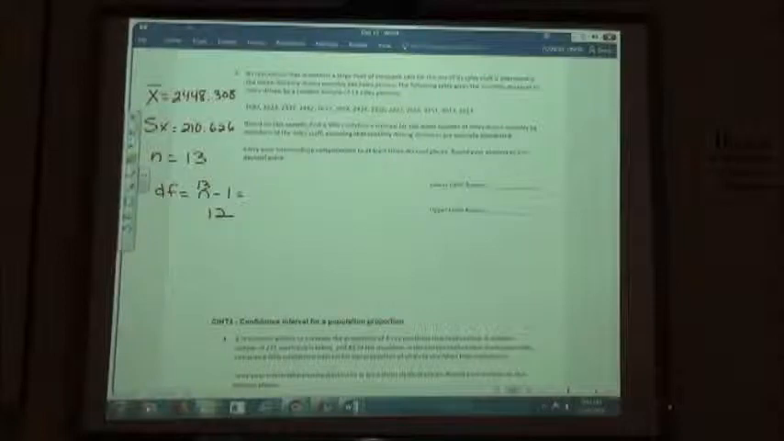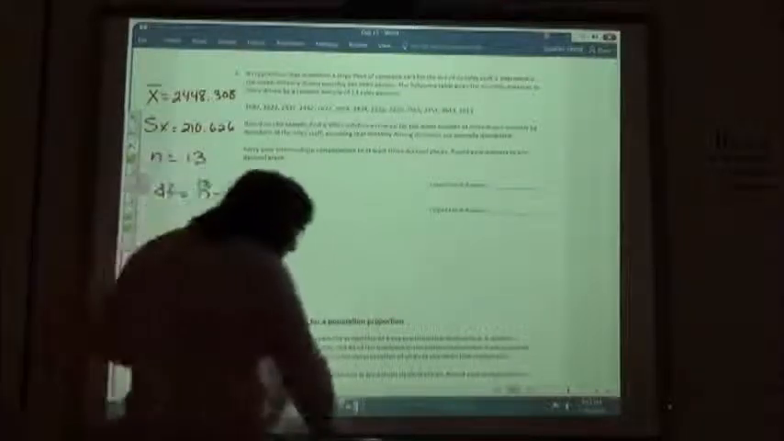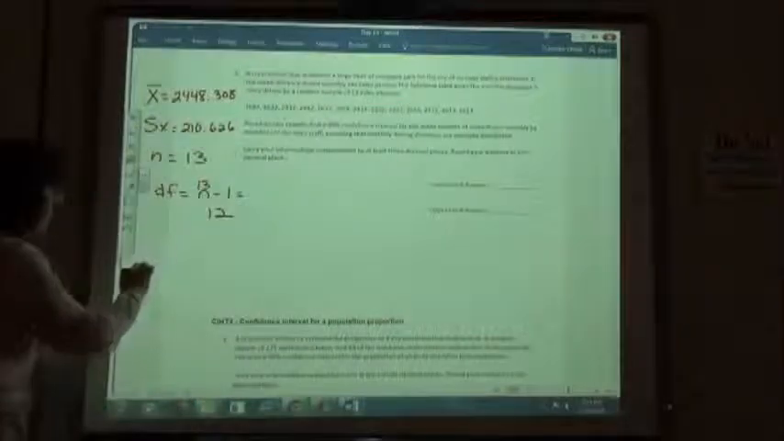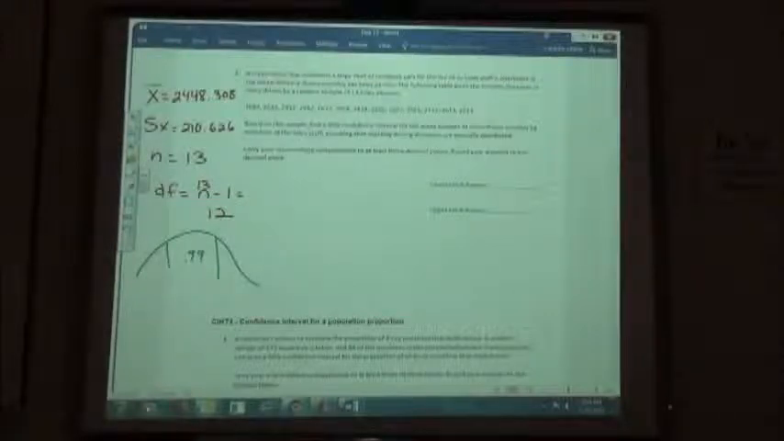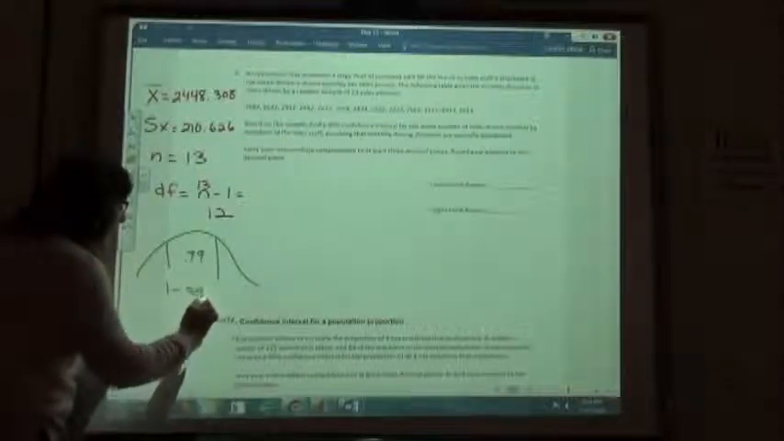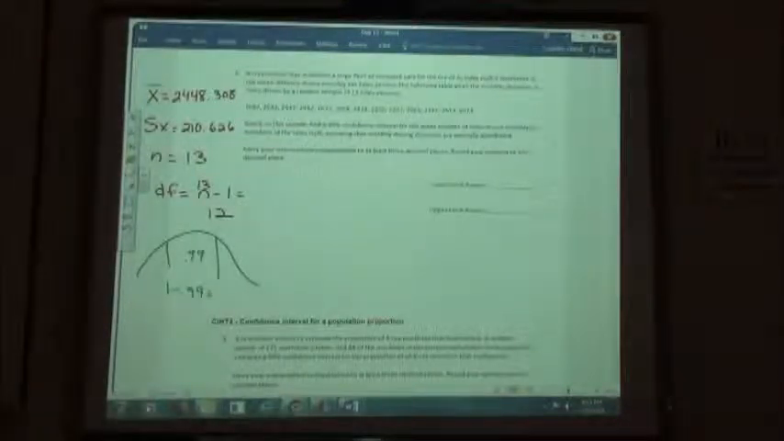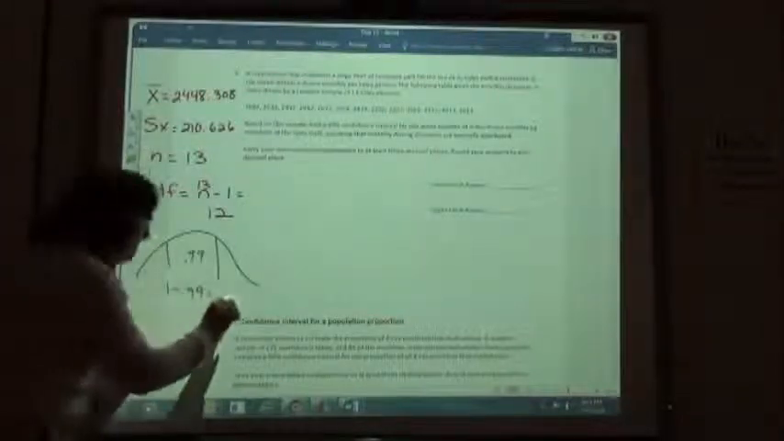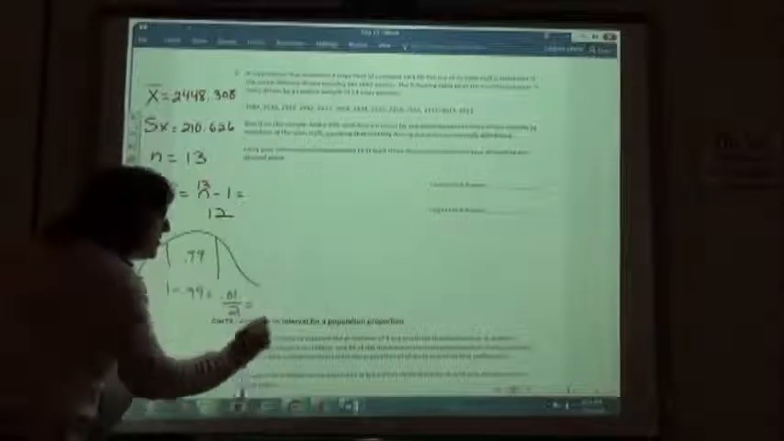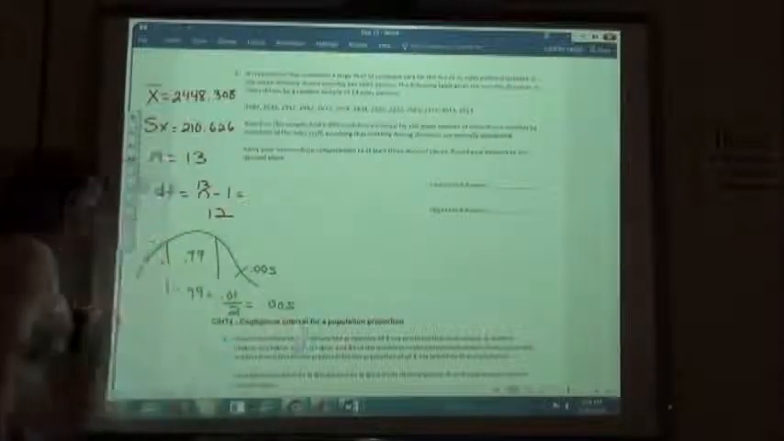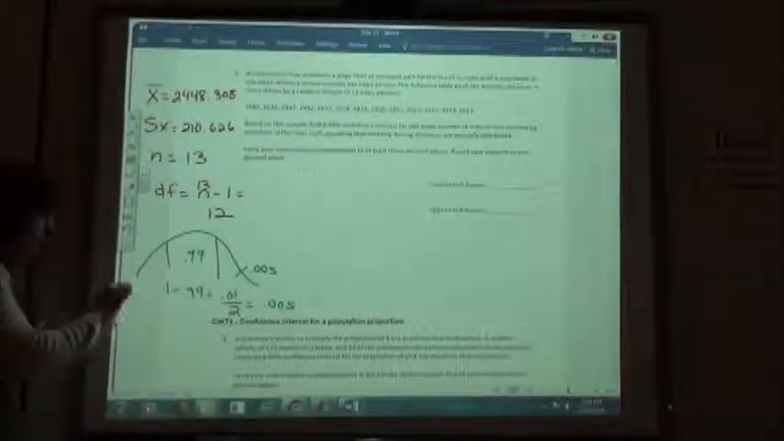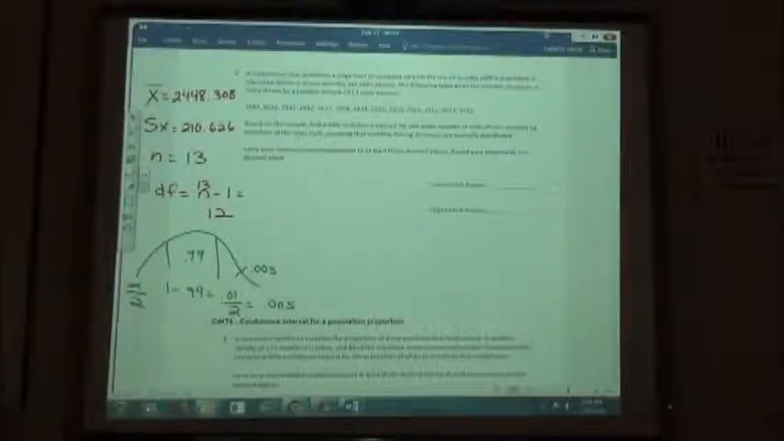Those should be all the numbers we need to know for our formula, except for we have to do our 99% confidence interval. So if we're doing a 99% confidence interval, we know 99% is in the middle. We're going to do 1 minus 0.99, which is 0.01. We're going to divide that by 2, which gives us 0.005. That's the value we're going to use for alpha divided by 2. So now, plugging those into our formula, what are we going to do on our calculator?